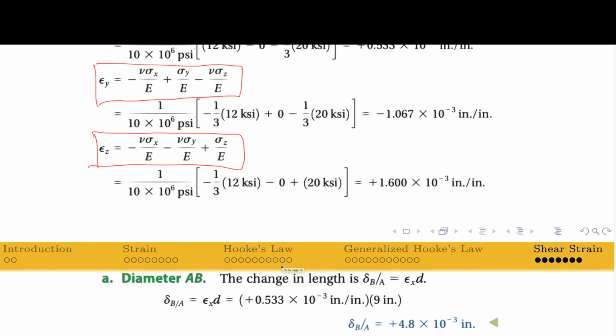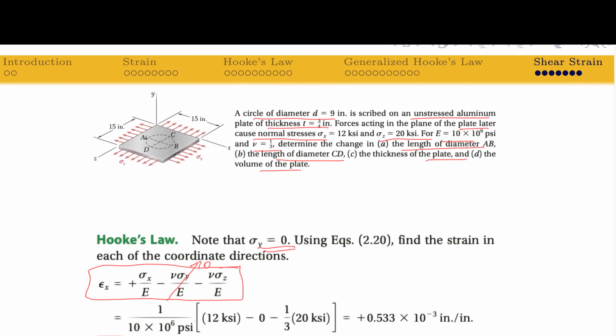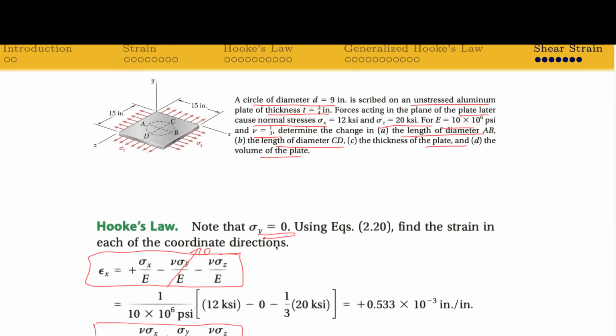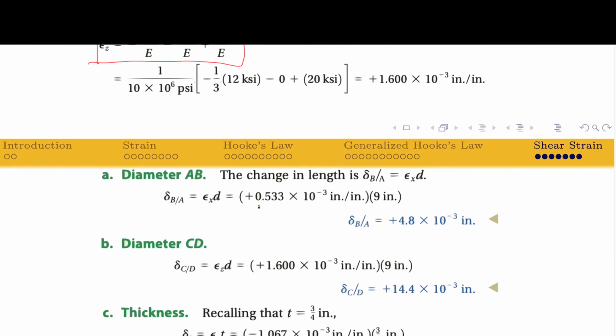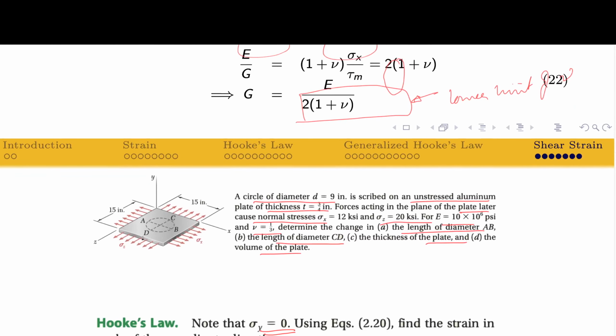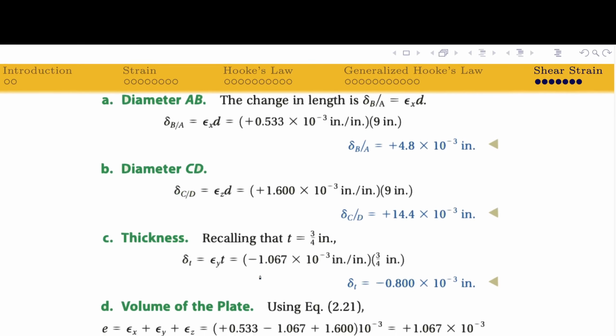Now, in order to determine the change in the diameter, I have to find out the diameter AB. I have to find out the relative change of location B with respect to the point A. This will be equal to nothing but the strain in this direction multiplied by the original diameter here. And the strain along this direction is equal to epsilon x. So this is how I find out the change in the diameter AB. Similarly, for the change in the diameter CD, I have to find out the strain along the diameter CD and multiply it with the value of the diameter. The strain along CD is equal to epsilon z. So my change in diameter is going to be epsilon z times CD.